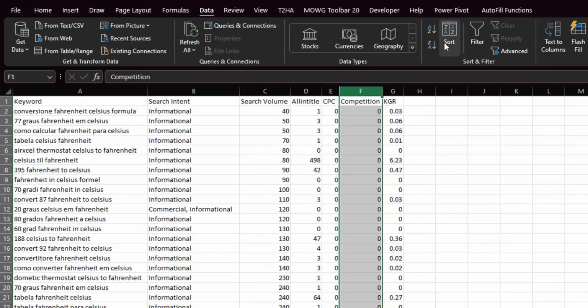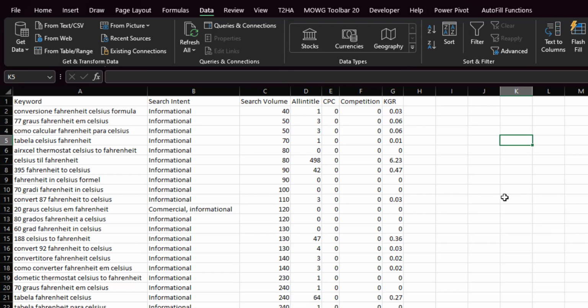So competition, let's take a look at this. I'm going to go Z to A to get the highest numbers at the top. Oh, that didn't work. Oh, there's no competition. There's no competition, no cost per click. So there is no competition. If you do pages for these, you're going to float on the front page of Google pretty much forever because there's no one competing with you.